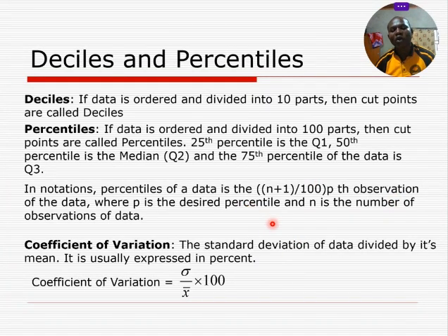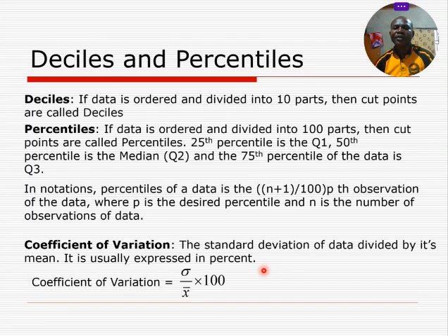Now we can calculate what we call the coefficient of variation. So we'll talk about percentile, we'll talk about decile. Decile is dividing into 10, percentile is dividing into 100. Now we're going to conclude this presentation by talking about coefficient of variation. Now, what is the importance of coefficient of variation?